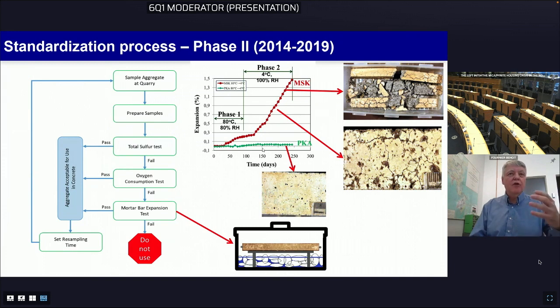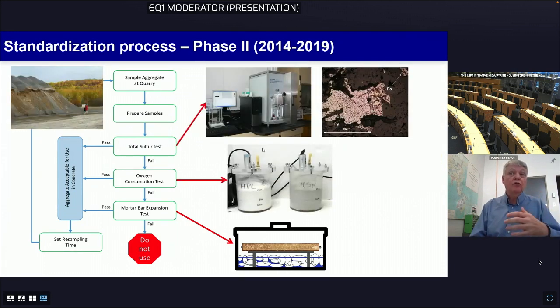So the first step in the process is the evaluation of the total sulfur content in the aggregate material. This is done with a furnace, as you can see in the upper part of the slide. We use also petrographic examination in order to identify the presence or not of pyrrhotite, which is the main reactive constituent in the rock there. Depending on the amount of total sulfur and the presence of pyrrhotite, then the aggregate can be accepted for use if there is low sulfur content and no pyrrhotite present. But if pyrrhotite is present in the aggregate, then we go to step 2, which is the oxygen consumption test.